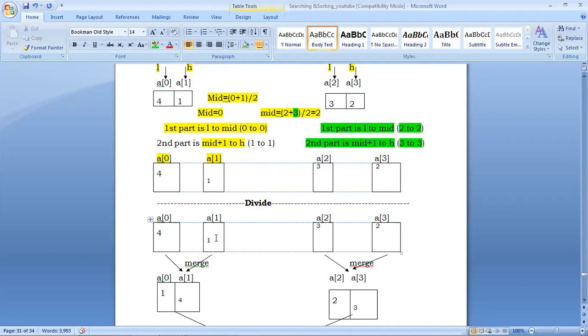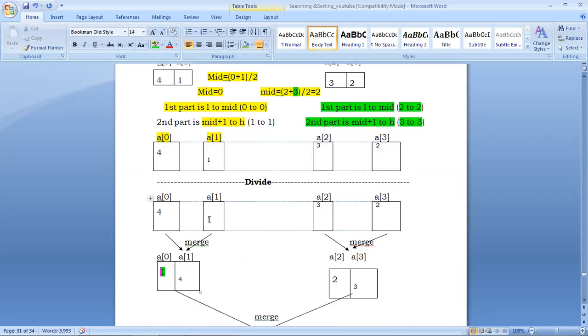So a of 0 and a of 1 arrays I would like to combine or merge. When I am combining, the value of the first part, that is 4, will be compared with the value of the second part, that is a of 1. Which one is smaller? 1 is smaller. So first you have to copy 1 into the middle part. Then 1 is already copied. Which value is left? 4 is left. Just simply copy 4. That means now the middle part contains two values, 1 and 4, in sorted order.